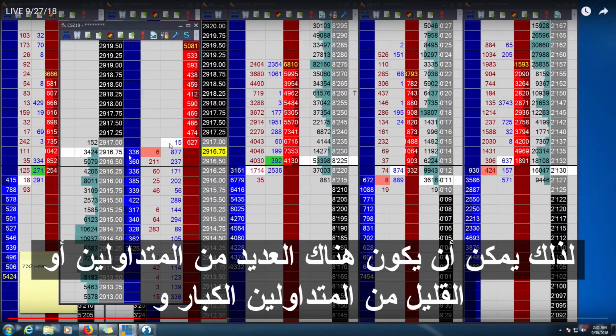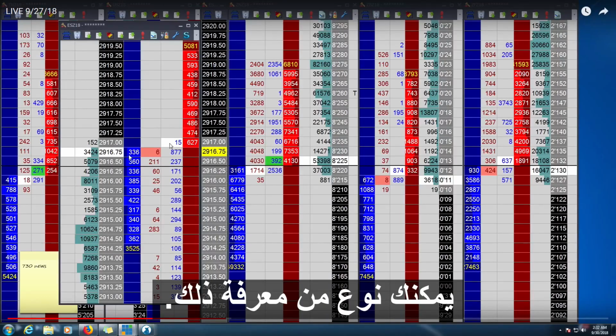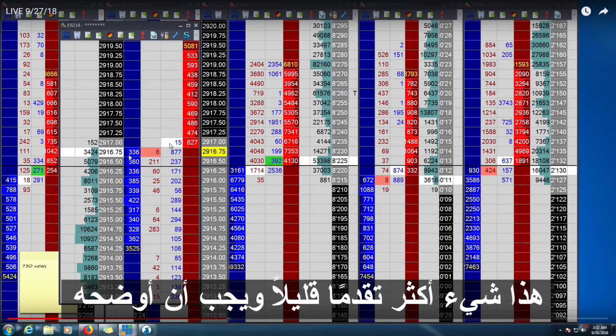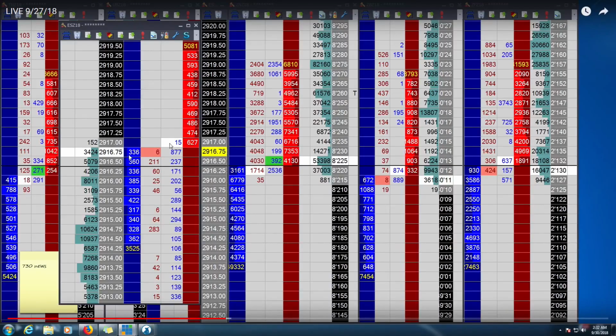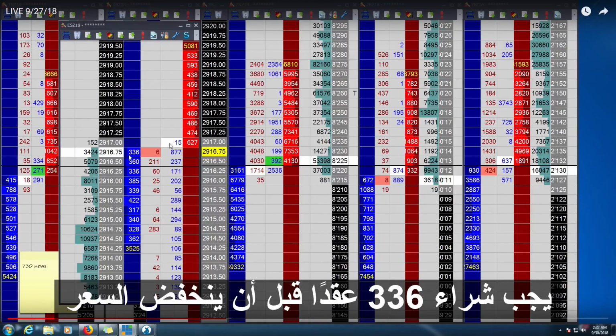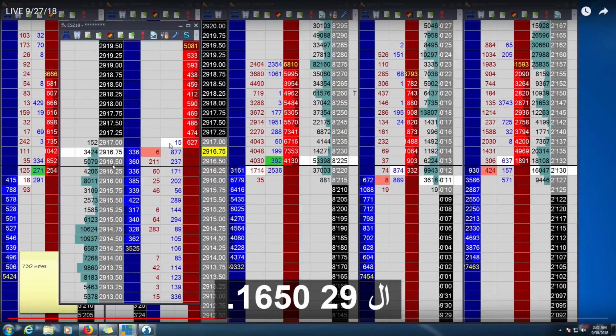So it could be several traders, or it could be a few big traders. You can kind of figure it out. That's something a little more advanced, and I'd have to explain in another video, but let's just keep it simple. Those 336 contracts have to be bought before the price can tick down to 29.1650 even.